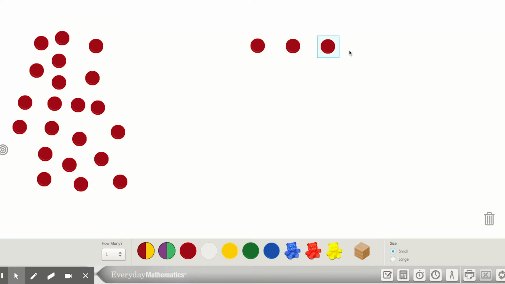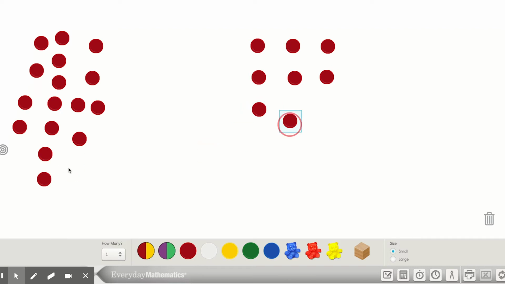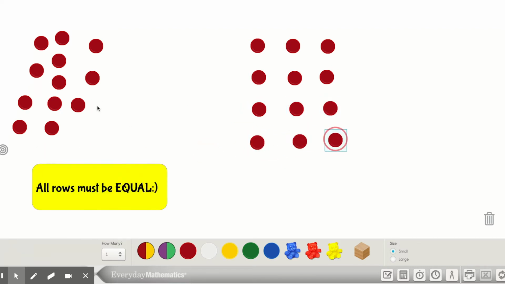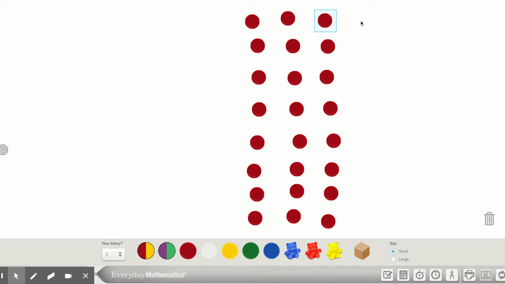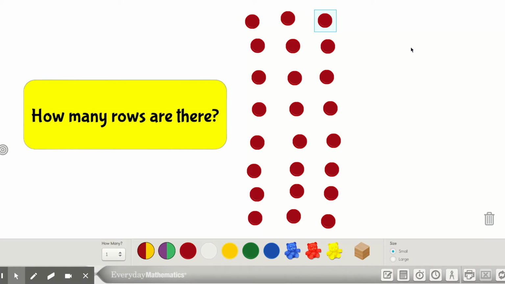So I can't add any more to this row. I only could have three. So I'm going to make another row right underneath it, and I'm going to continue like that until I use all my counters up. Okay, so there you have it. Those are my counters in rows that have three in each row.